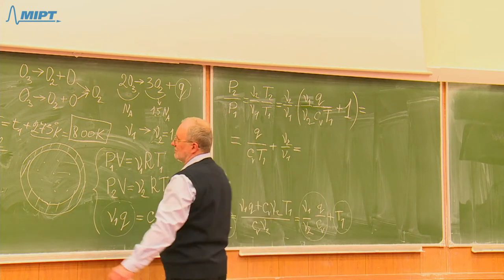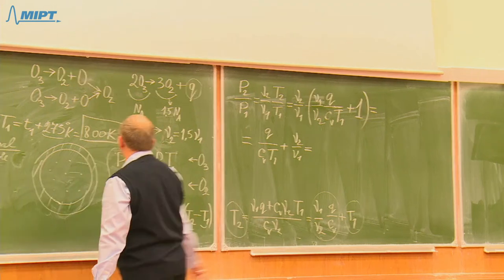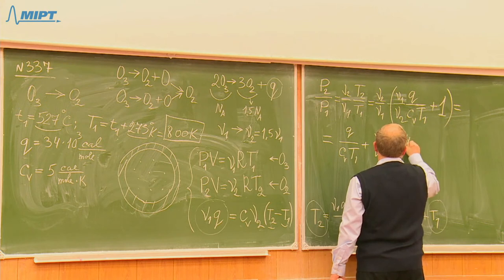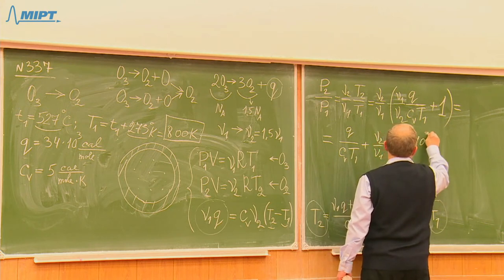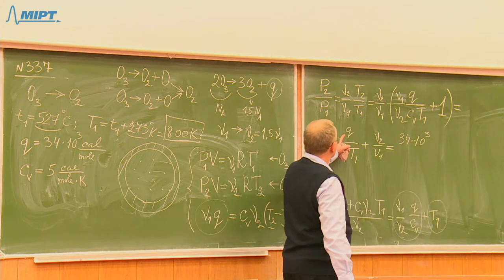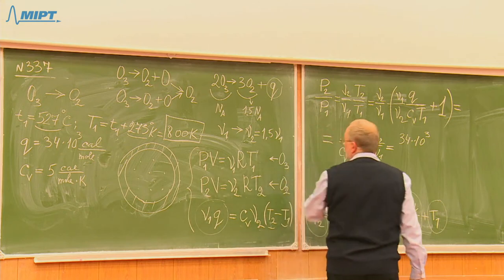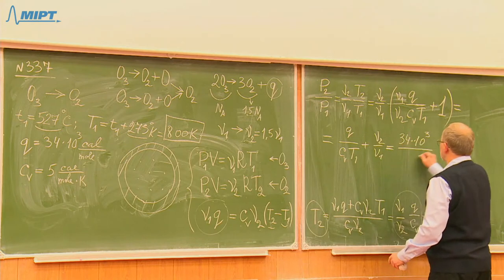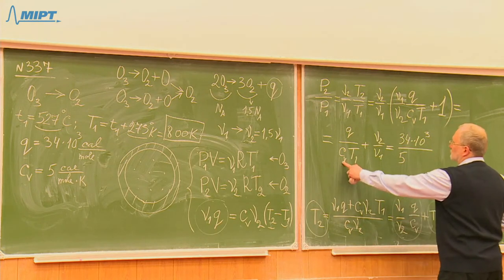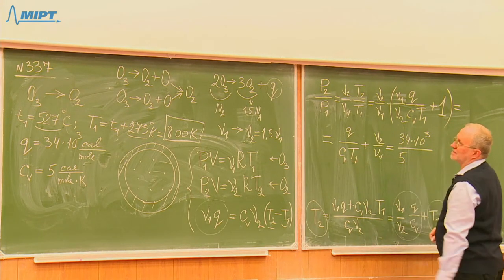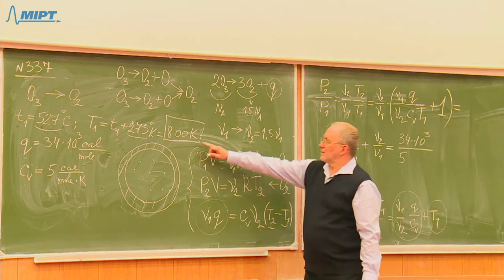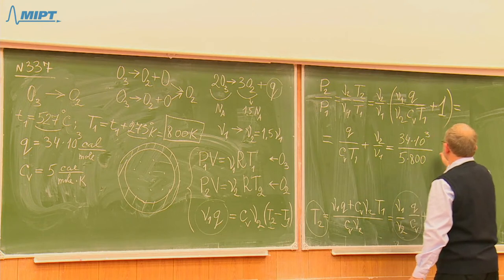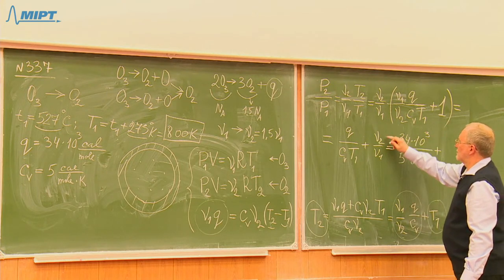Q is given in this problem, 34 kilocalories, or 34 times 10 to the third power calories per mole. Cv is given, it's 5 calories per mole Kelvin. And T1 is given, it's 800. And plus the ratio of the moles.